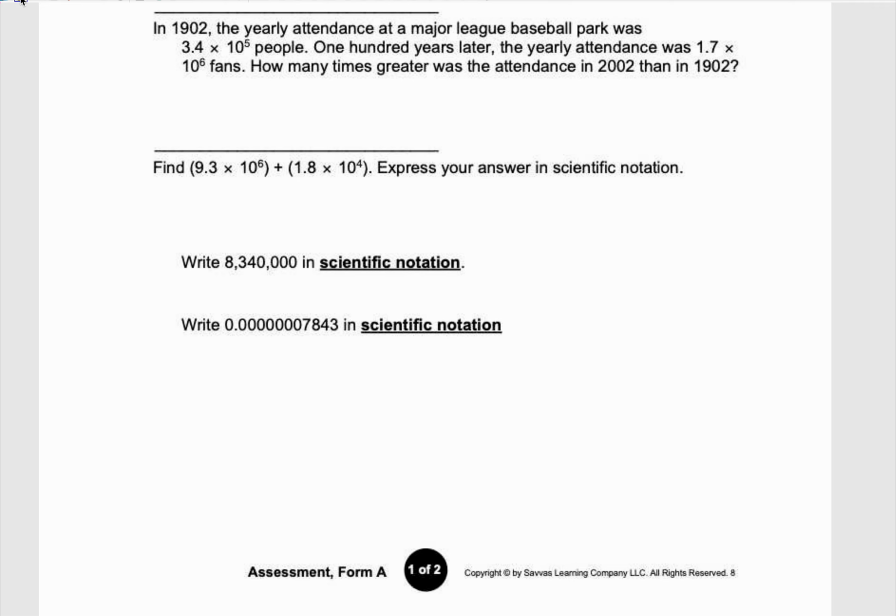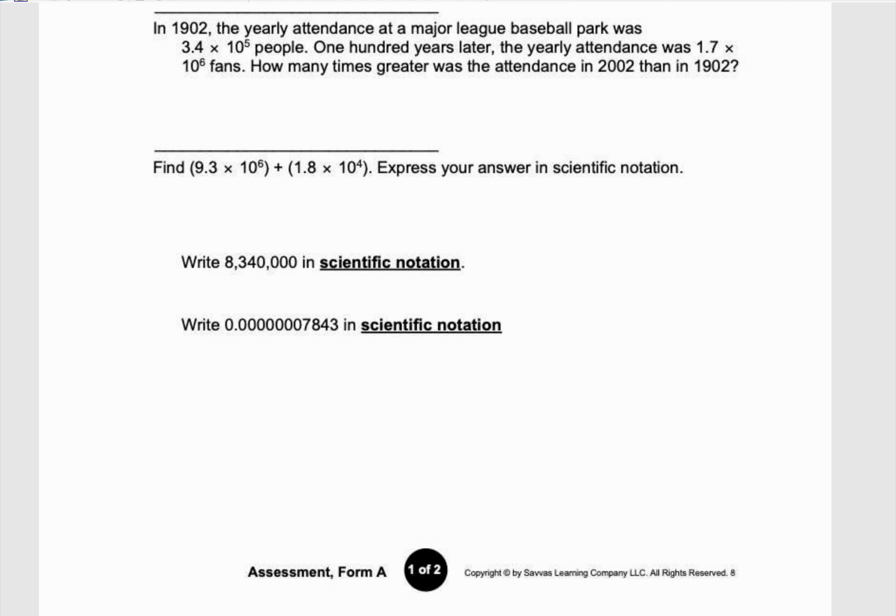In 1902, the yearly attendance at a Major League Baseball park was 3.4 times 10 to the 5th people. 100 years later, the yearly attendance was 1.7 times 10 to the 6th fans. How many times greater was the attendance in 02 than in 1902? So is this a division problem? How many times greater means they multiplied to get the answer. So we need to work it backwards, which is divide.